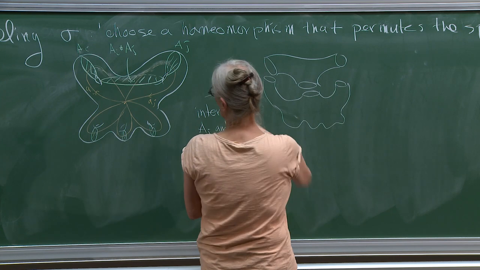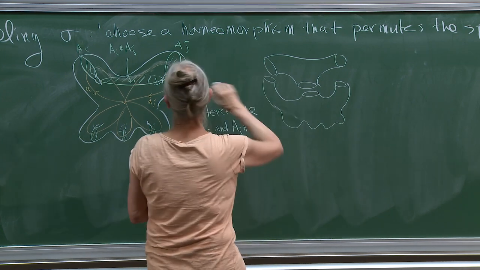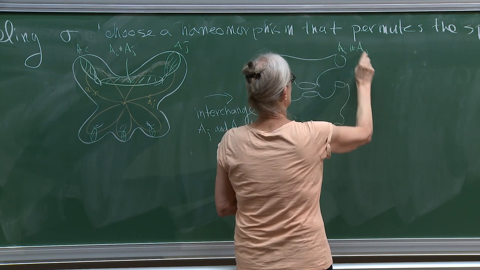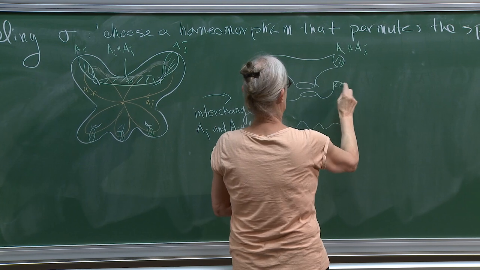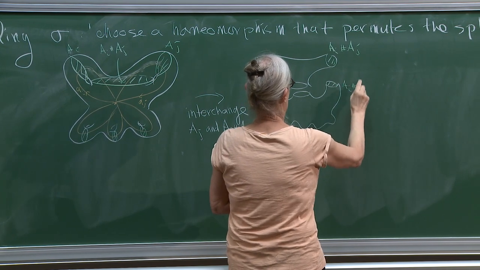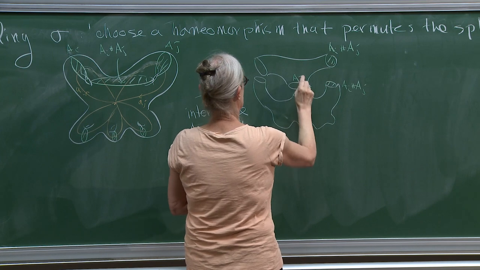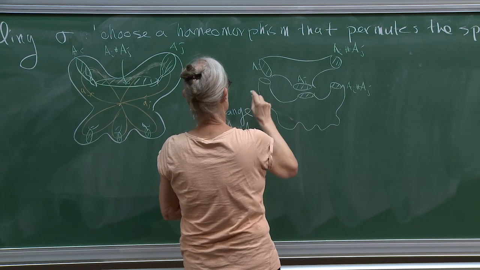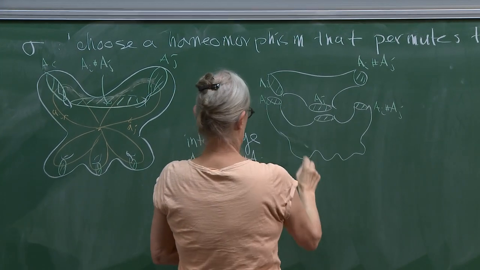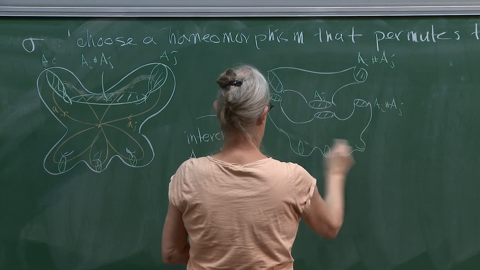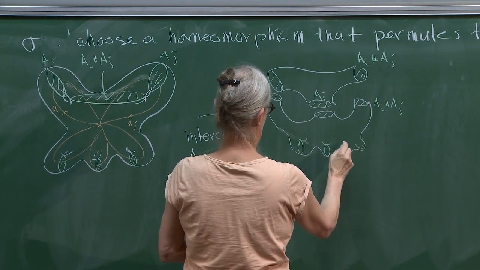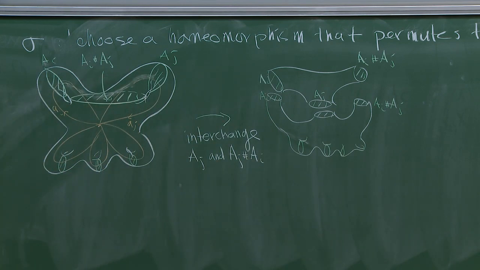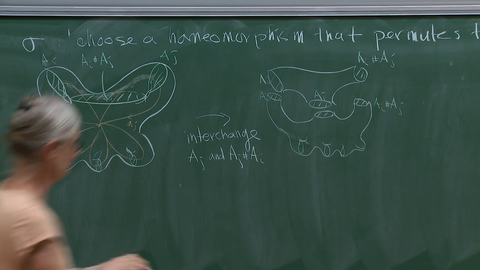And so this one, AI connected sum AJ, will show up over here. And AJ will show up over here. And AI hasn't moved. I'll glue it back the same way it was before. And I won't do anything at all to these. Okay, so that's a homeomorphism. Now I'm going to glue them back together.